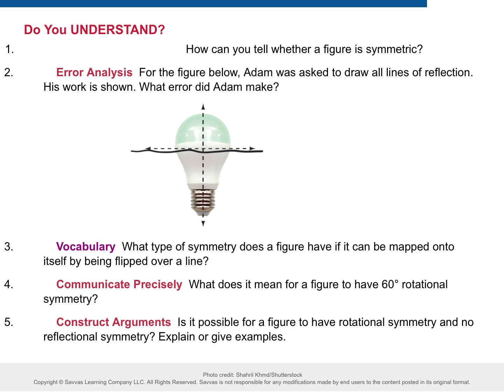Okay. Number 3, what type of symmetry does a figure have if it can be mapped onto itself by being flipped over a line? Reflectional. What was the dead giveaway? Flipped over a line. Yep.